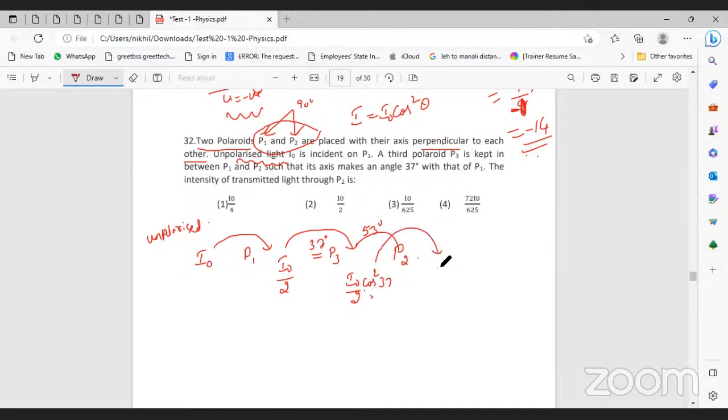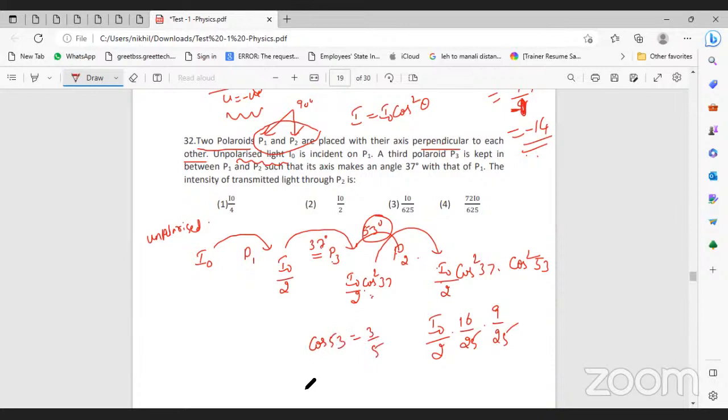So what is the Malus law for P2? Incident one. What is the incident one? I0 by 2 into cos squared 37 into cos squared of the angle between P2 and P3, that is 53 degree. So I0 by 2, you must remember what is cos 37. It is 4 by 5. So 4 by 5 means 16 by 25. Cos 53 is 3 by 5. So 9 by 25.